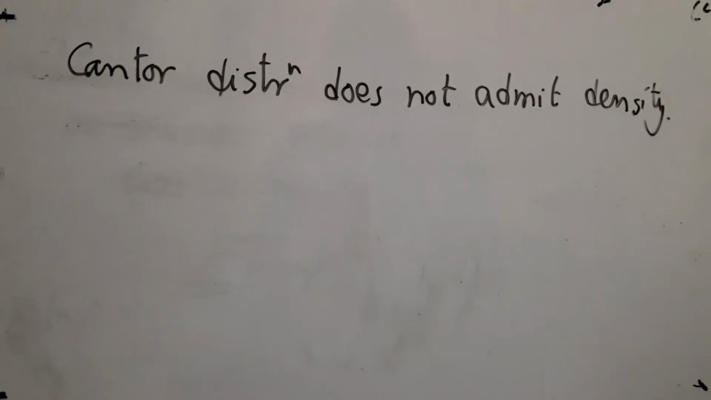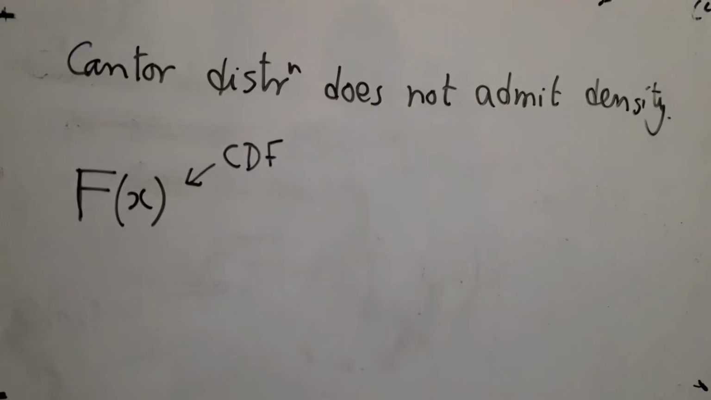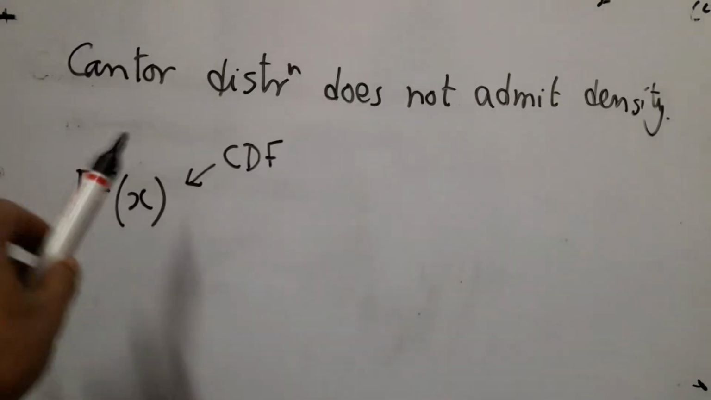The next property that we want to mention is that the Cantor distribution does not admit a density. To prove this, we shall quickly recall one technique by which we can prove that a distribution does not admit a density. Suppose Fx is some CDF.